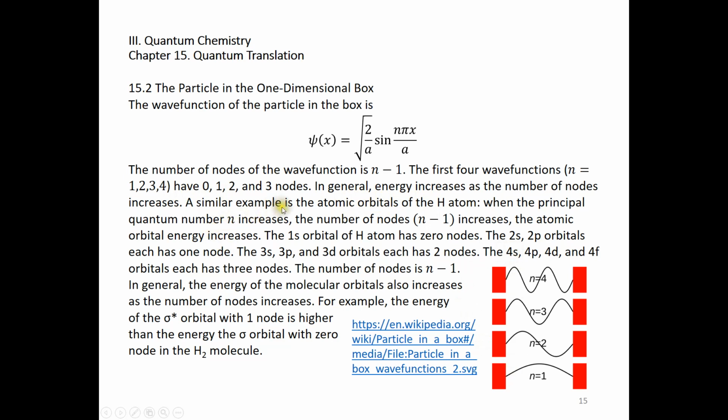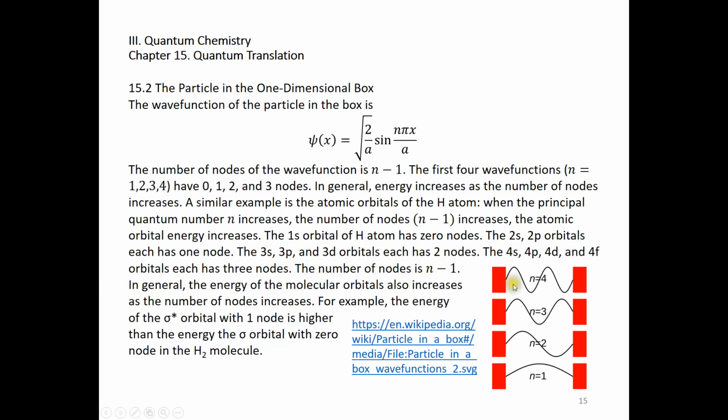A similar example is the atomic orbitals of the hydrogen atom. We learned this in general chemistry. When the principal quantum number n increases, the number of nodes increases, and it's also n-1. The atomic orbital energy also increases. The 1s orbital of the hydrogen atom has 0 nodes, and the 2s and 2p orbitals, n equals 2, have 1 node. 3s, 3p, 3d have 2 nodes. 4s, 4p, 4d, 4f have 3 nodes. Again, the number of nodes is just n-1.